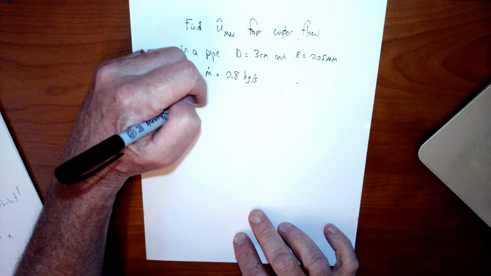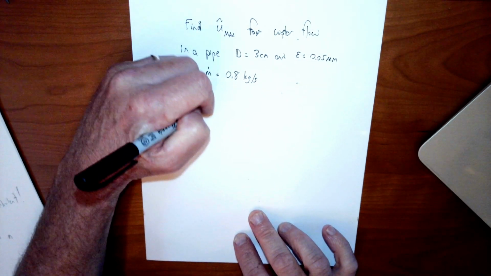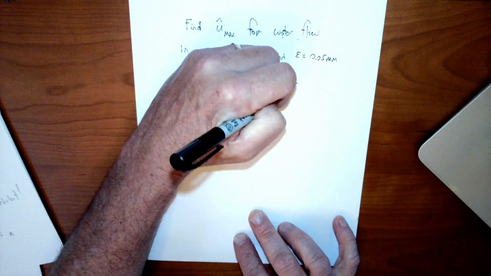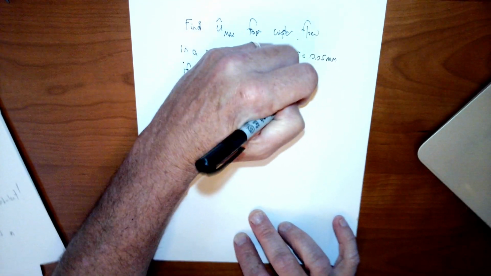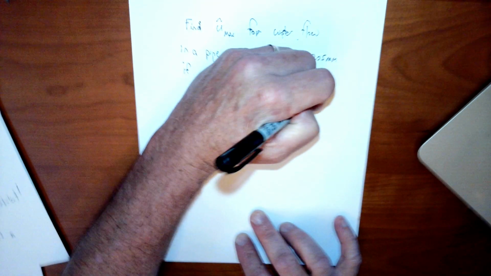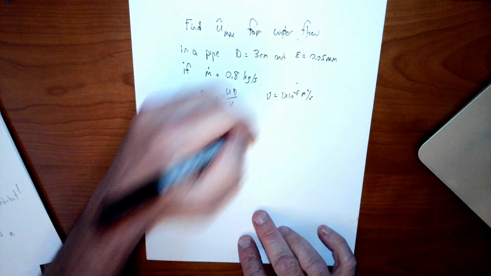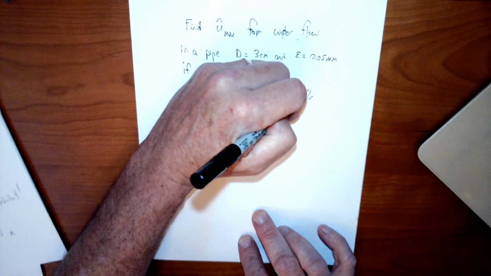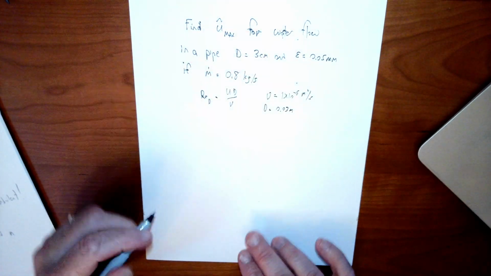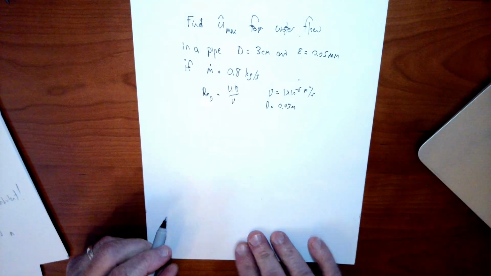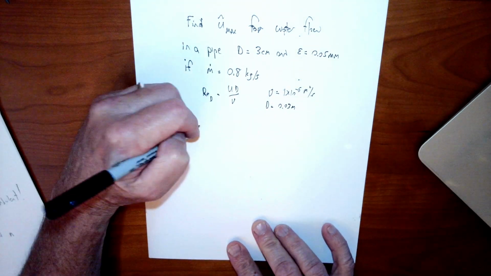So for the Reynolds number based on D, I need U D over nu. I know nu. Nu is 1 times 10 to the minus 6 meters squared per second for water. That's easy. D I've been given, D equals 0.03 meters. So that's simple, but I need U. And so I've got to get U from this m dot. You guys have been doing this a lot recently. Hopefully you're good at it by now.